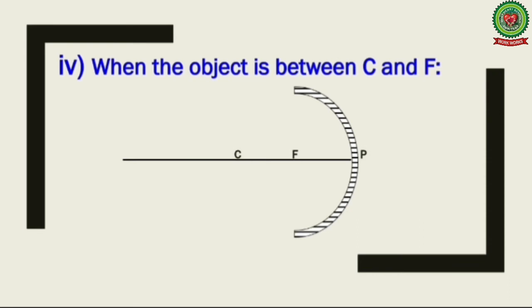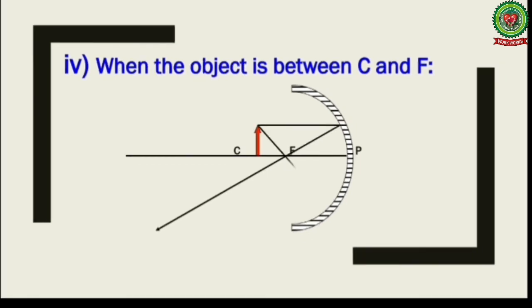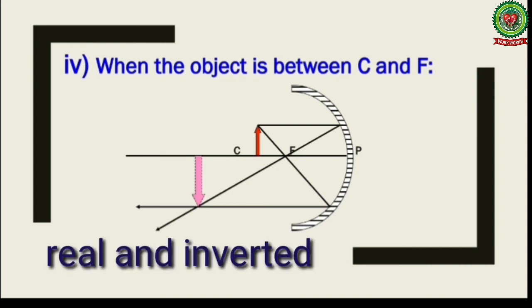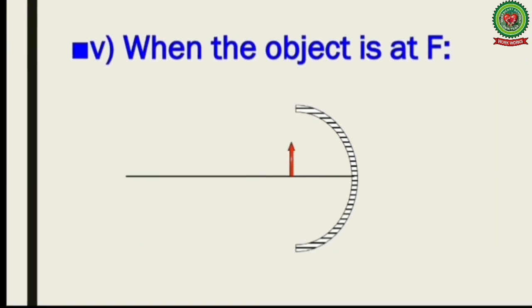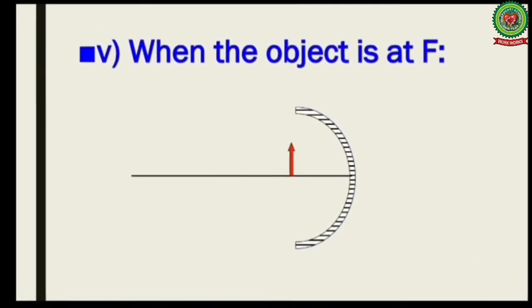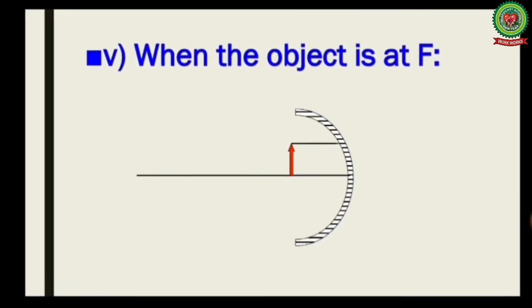Let's move closer to the mirror. When the object is placed between center of curvature and the focus, the ray which is parallel to principal axis passes through the focus, and the ray which passes through the focus after reflection emerges parallel to the principal axis. So the reflected rays meet at a point beyond center of curvature, and students, the image is real, inverted and magnified.